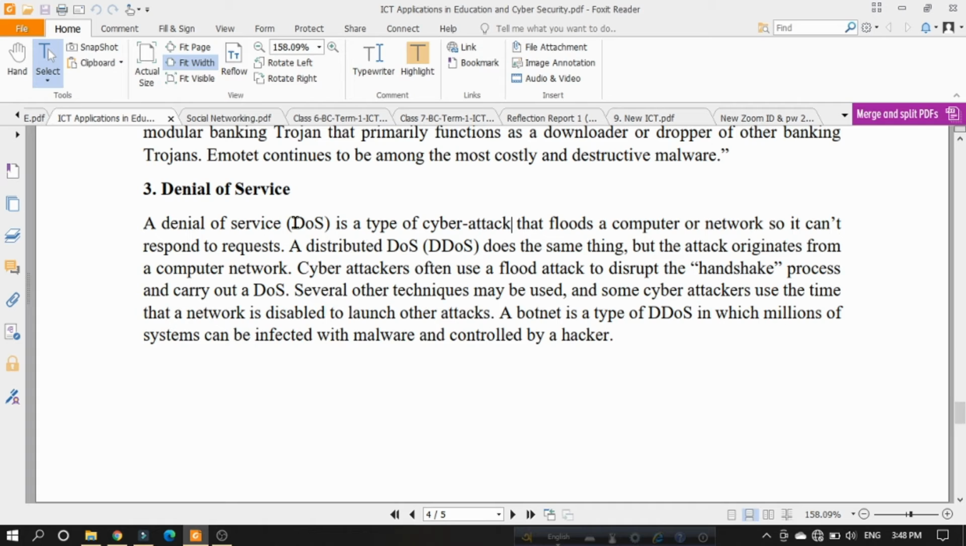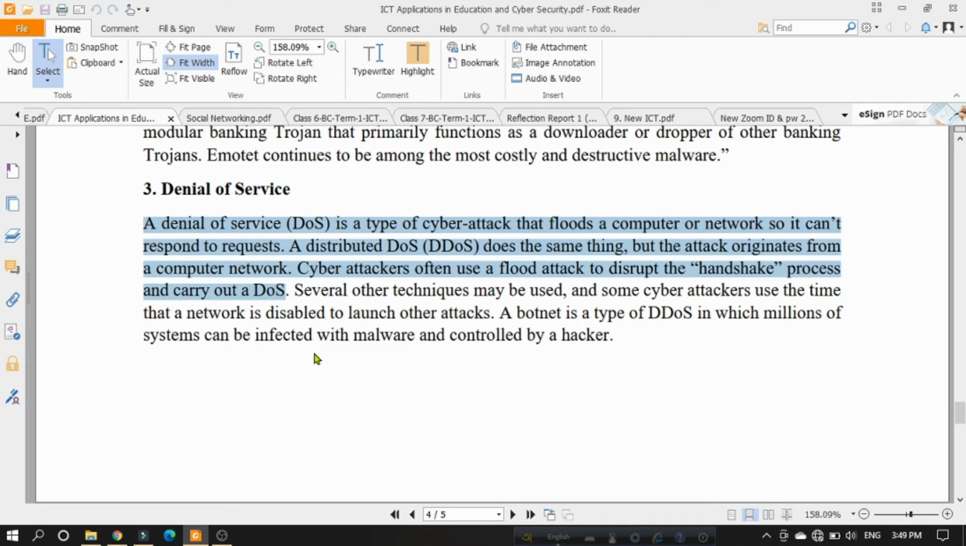Number 3, denial of service. A denial of service, that means DoS, is a type of cyber attack that floods a computer or network so that it can't respond to requests. A distributed DoS does the same thing, but the attack originates from a computer network. Cyber attackers often use a flood attack to disrupt the handshake process and carry out a DoS. You can write these points for denial of service in your own words.